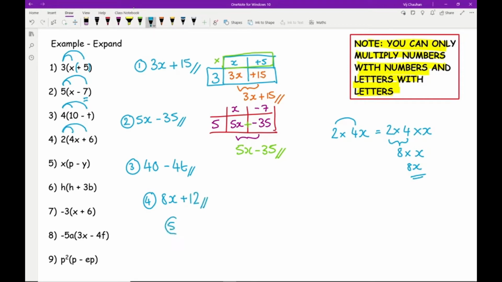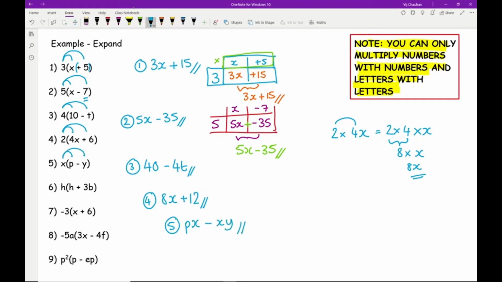For question 5, now here we've got just letters. So what happens when we've got letters times letters? Well, there's no simplifying involved. The only thing I've got to remember is we write them in alphabetical order. So x times p is the same as px, minus x times y is xy, and there is our final answer.